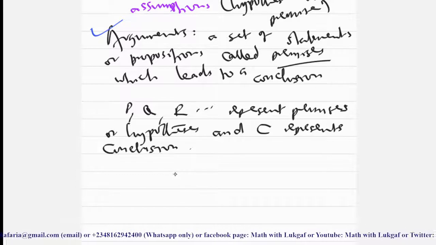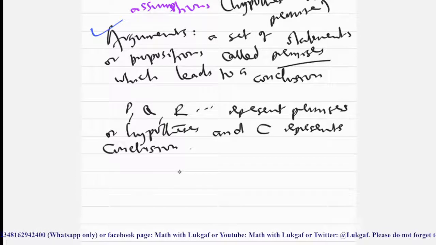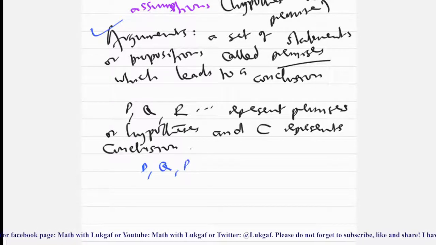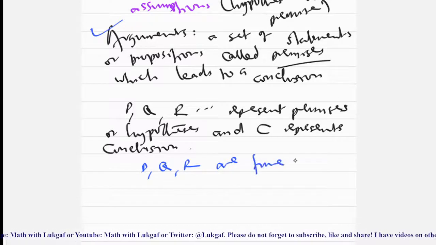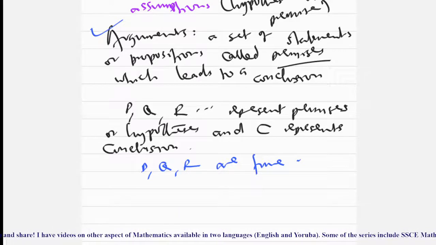So then a valid argument is one in which all your premises are true. That is, your P, Q, R are true. So when you have a hypothesis or assumption, at the end of the day, when you test them and you find out that your hypotheses are true, then you have a valid argument.